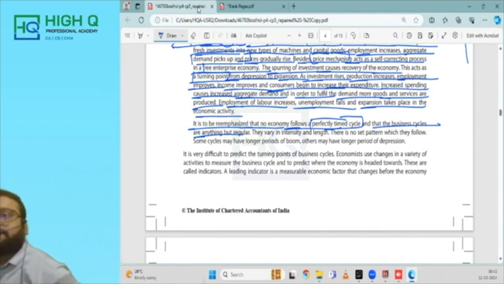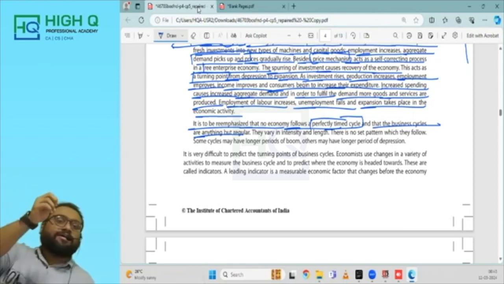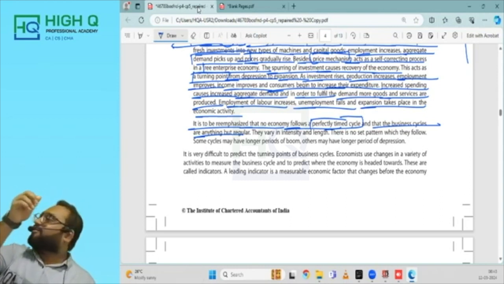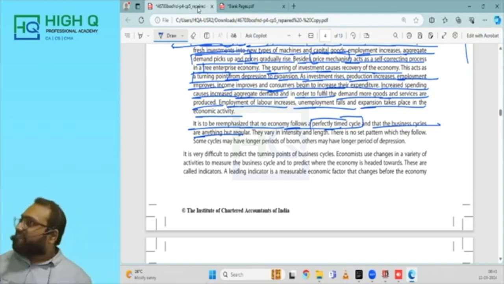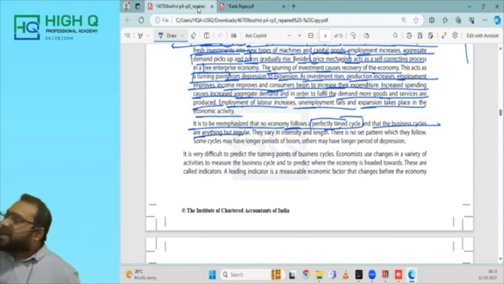Who runs the economy? Businessman. It's not the politicians. It's a businessman who has the power. Hello. Which power? Hello. Have you understood?